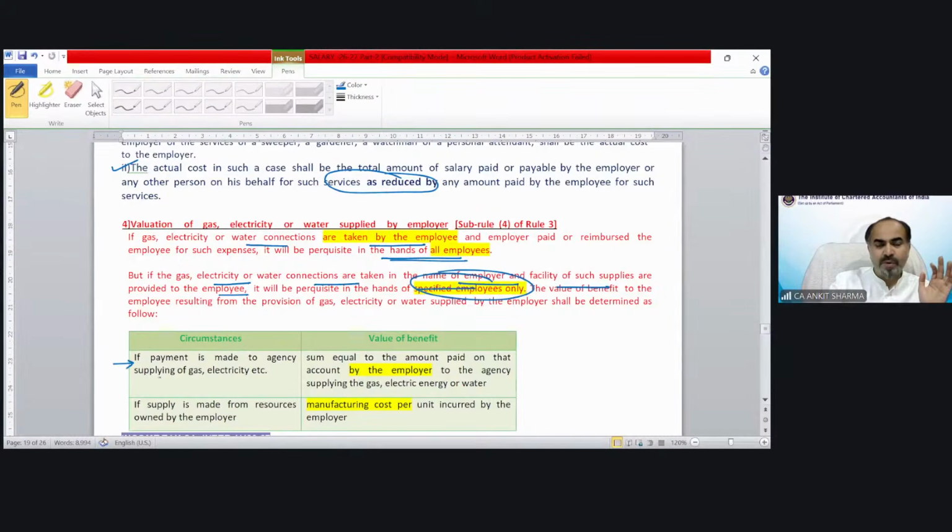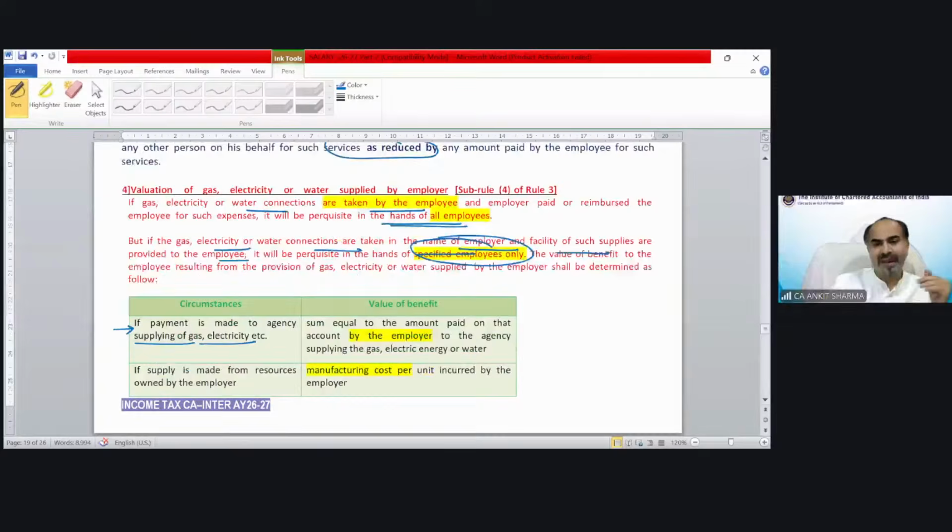If payment is made to agencies supplying gas, electricity, etc., how much amount is going to be taxed? Let me tell you. If you are working in a bank, and the bank, the employer, provided you 2 free gas cylinders in a month, whether the bill is in your name or in the name of the employer, if you are a specified employee, then that would be taxable, else not. What amount is going to be taxed, that we are discussing.